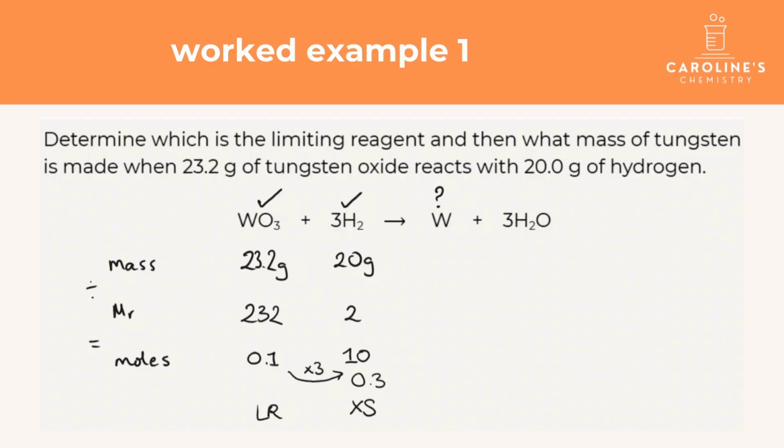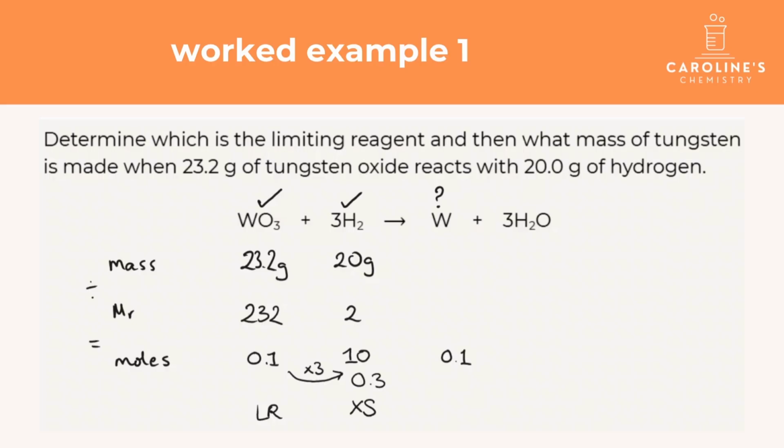In order to do the next step of our calculation, we now use the moles of the limiting reagent always. We're looking at the ratio between the tungsten oxide, our limiting reagent, and our tungsten, our question mark. That is a 1:1 ratio. See that? No big numbers in front of either of them. So therefore 0.1 moles of tungsten oxide will react with 0.1 moles of tungsten.